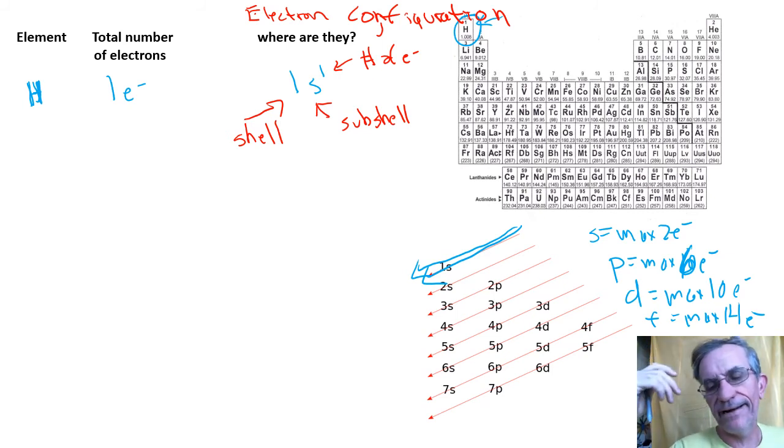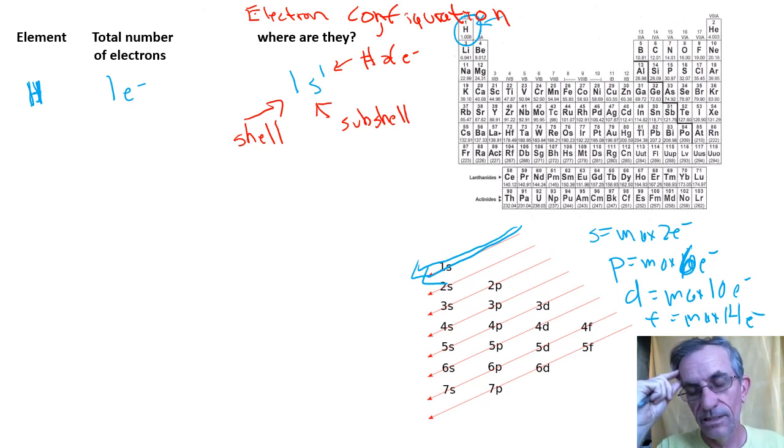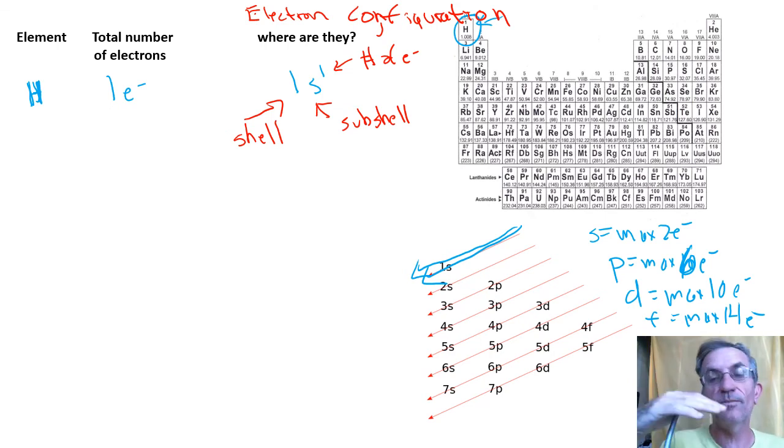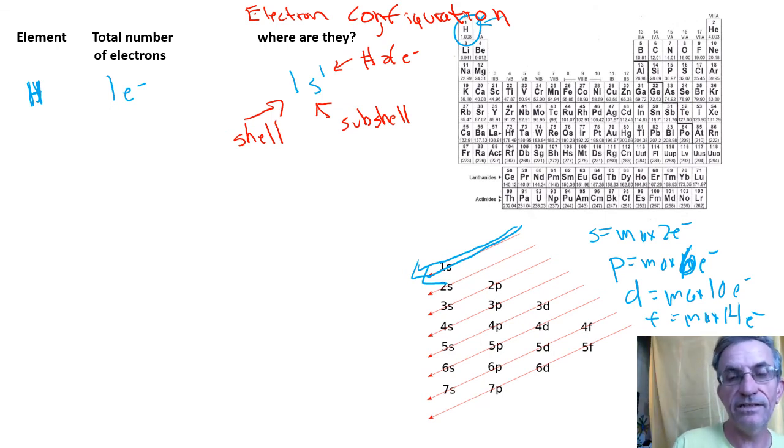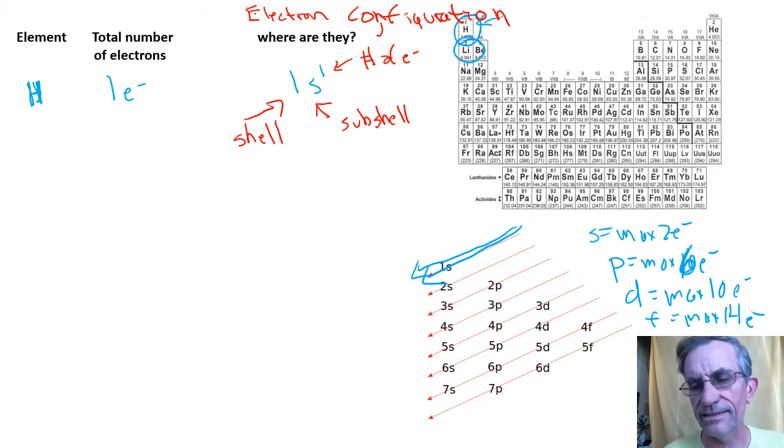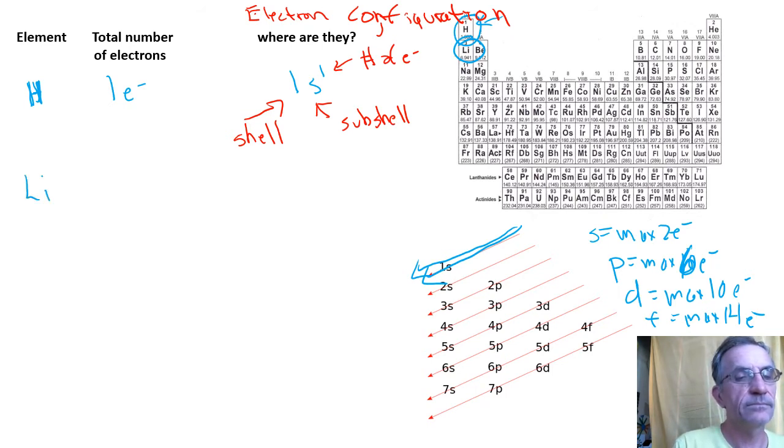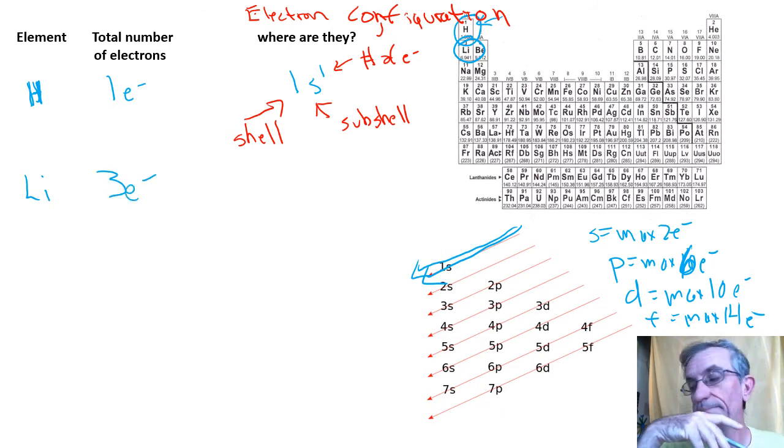Let's do a few more. All right. I'm obviously not going to do every single element on the periodic table. We're going to skip around a little bit. So let's move on to lithium. Lithium is right there, and it's a little hard to read because I wrote on the periodic table. But lithium is element number 3. That means it's got 3 electrons. Tell me where lithium's 3 electrons are.